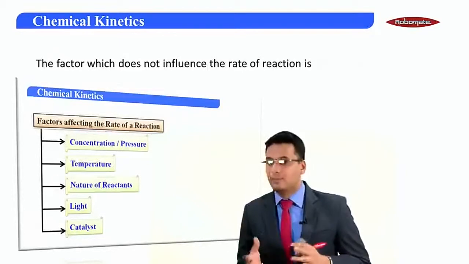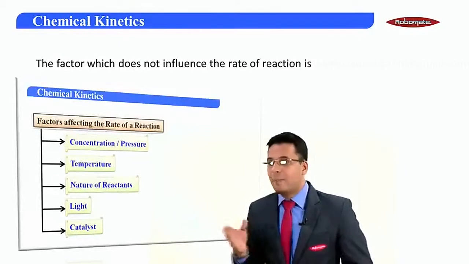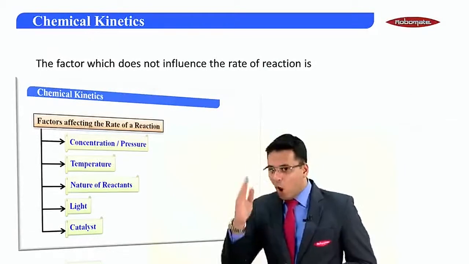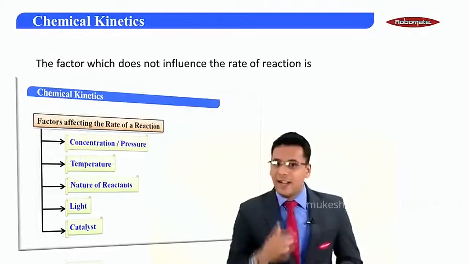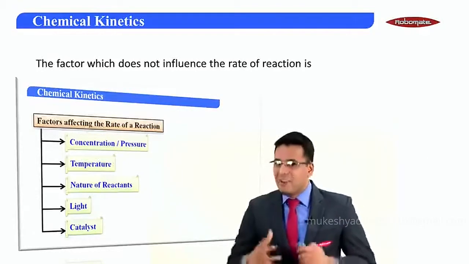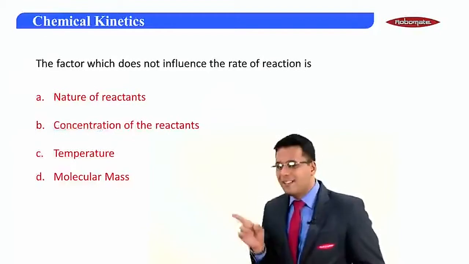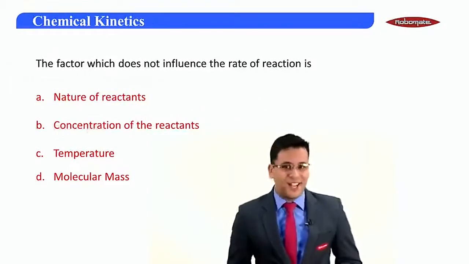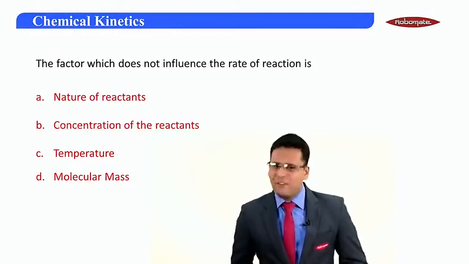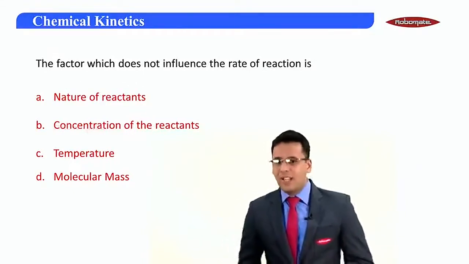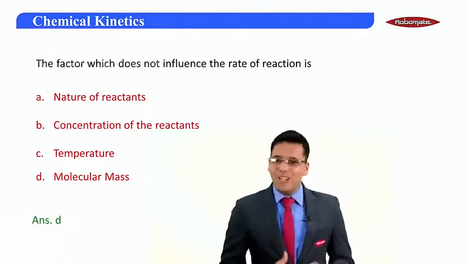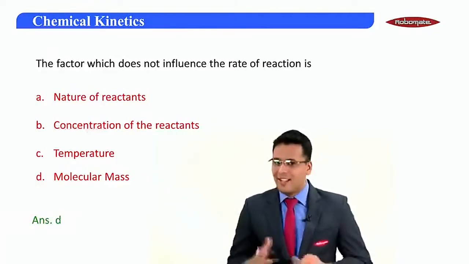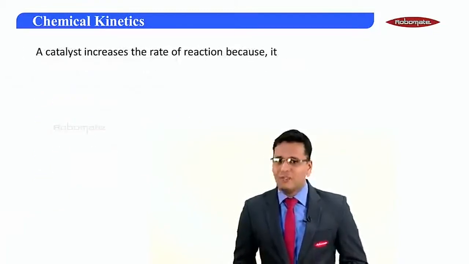Concentration or pressure. Pressure is for gases. Temperature, nature of reactants. All these things affect the rate of reaction. Which means that obviously it is molecular mass which does not affect rate of reaction. So a very simple question this was. The answer is D, molecular mass. Let's move on to the next question.